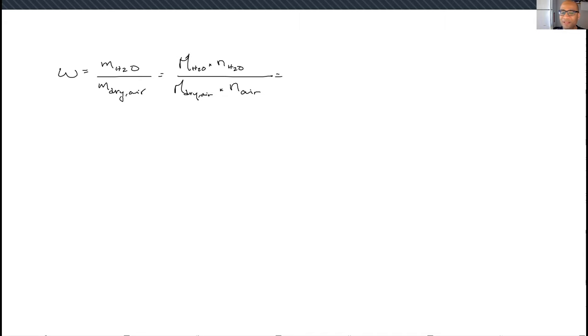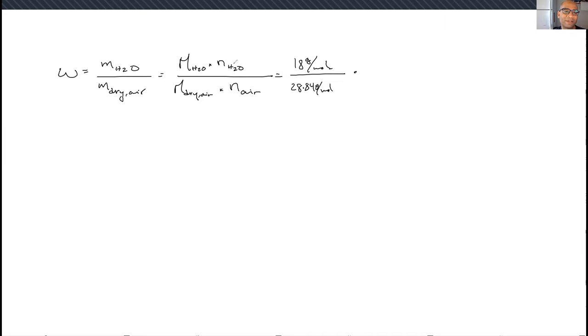And that's going to be, let's see, O is 16, H is 1, so 17, 18. So this is 18 grams per mole divided by 28.84 grams per mole. If you look in the slides, we abbreviated it, or rounded up to 29, multiplied by the number of moles of water over the number of moles of air.